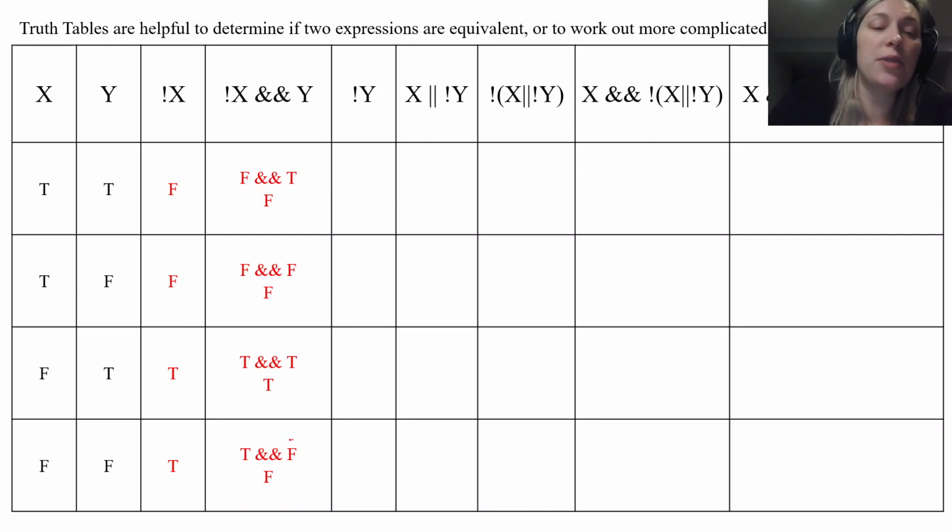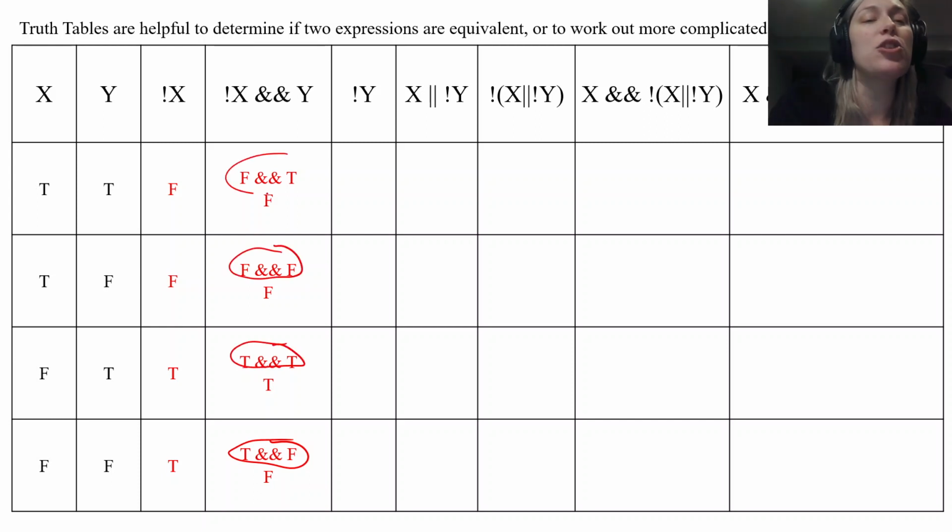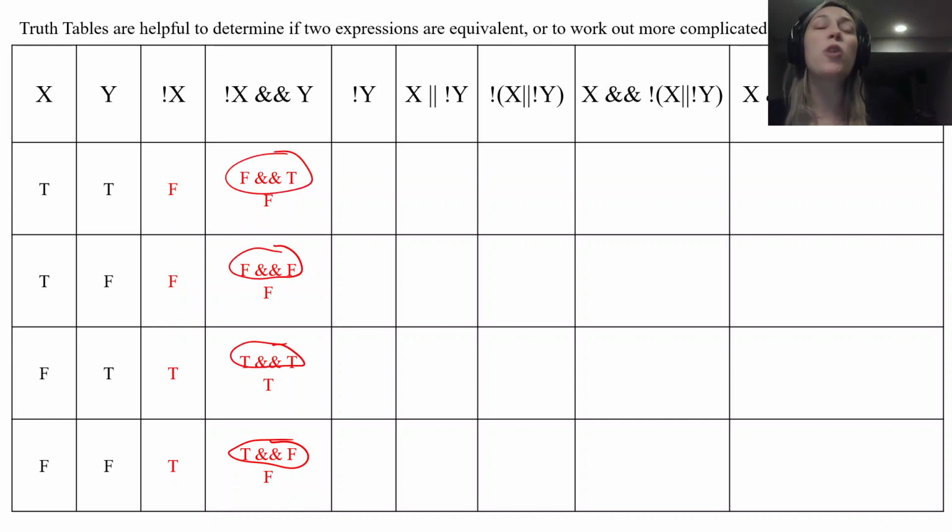What I put right here that I'm circling is just the work for it. You don't always have to put that down in your truth table. You can just write false, false, true, false, especially once you start getting good at truth tables. But I just wanted to have a visual of what exactly was being evaluated there. Okay, so that's that example.